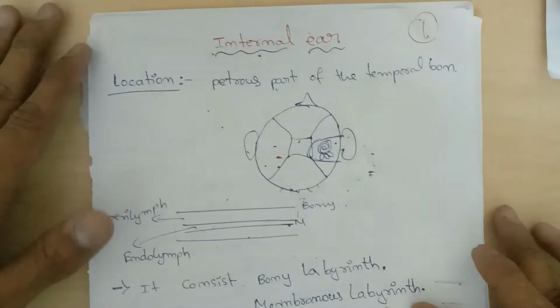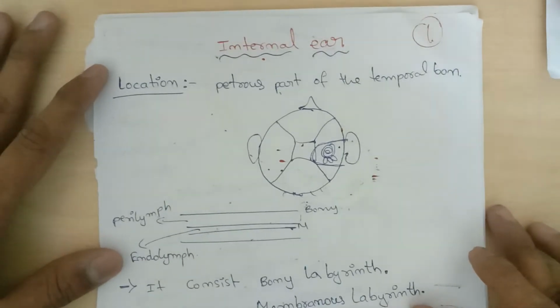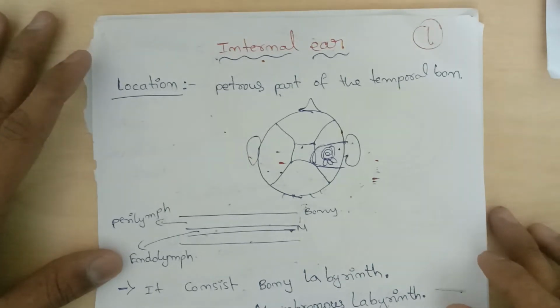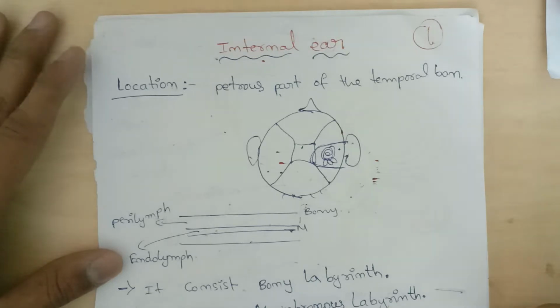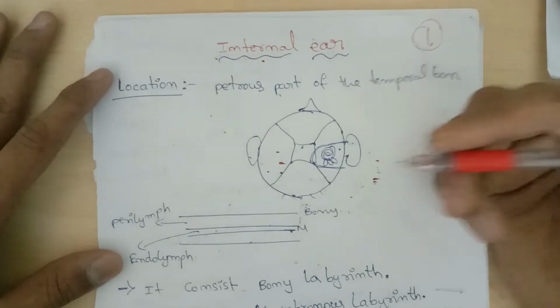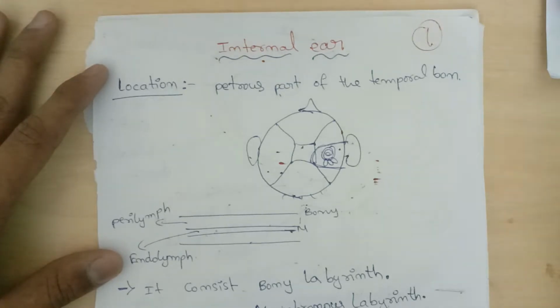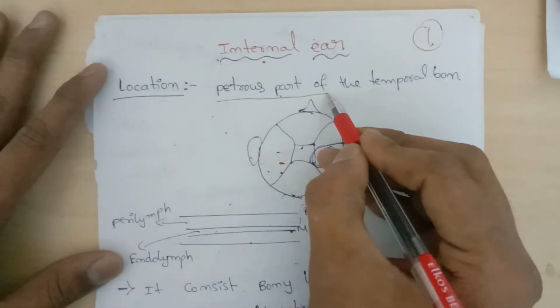Hi friends, today I will discuss the anatomy of the internal ear. First, I will discuss where it is located in the head: it is in the petrous part of the temporal bone.